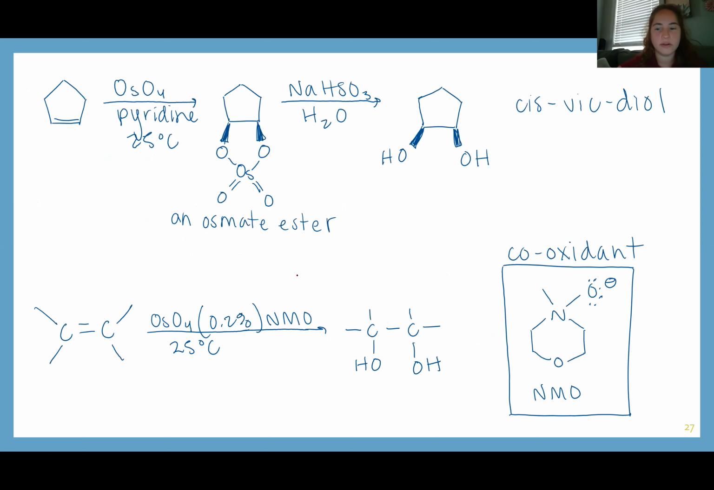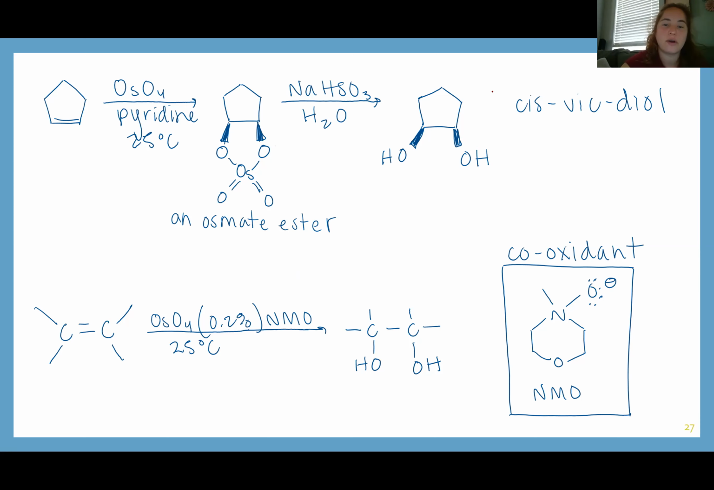So here's a small amount of insight into the mechanism. The only reason I'm showing this to you is because if we do this with a cyclic alkene, you end up with a cis vicinal diol. The reason being that you form this cyclic osmate ester as your intermediate. And since this portion is cyclic, it's forced to be cis. And then when you follow up with the sodium hydrogen sulfite in the water, it maintains that cis stereochemistry.